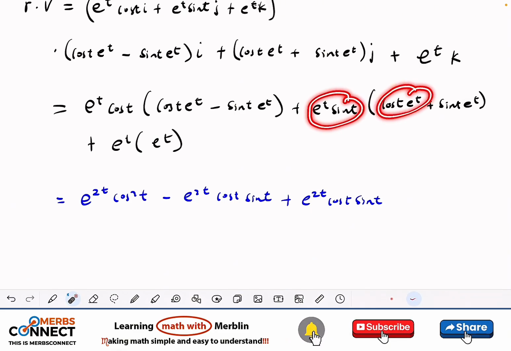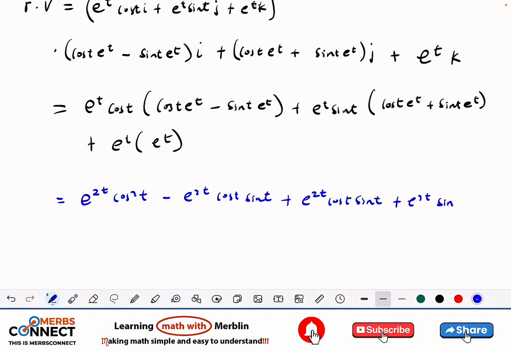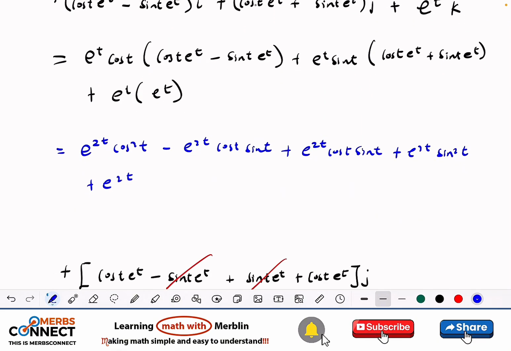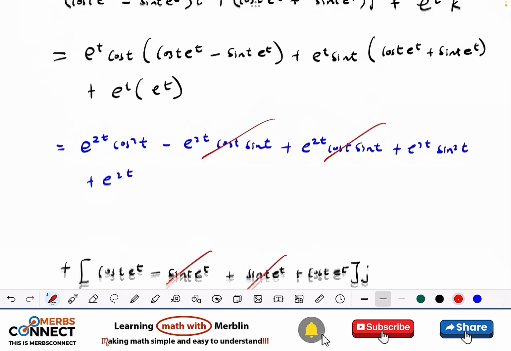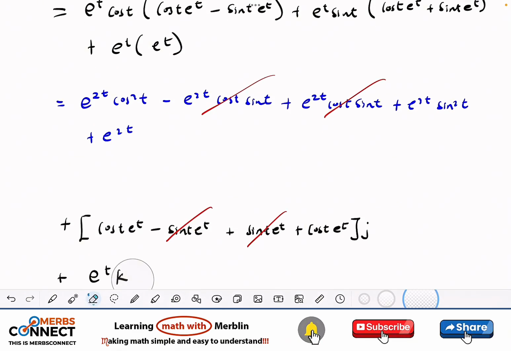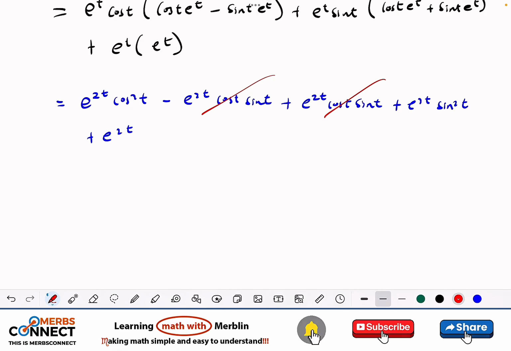So multiply this one by this, and we have this one here. And then plus e to the power 2t sin squared t. Then plus e to the power 2t. Interesting. Now we see that this guy will cancel this guy, right? Indeed, we see it from there. And then we can simplify some terms here. Now this will be left with e^2t cos squared t plus e^2t sin squared t plus e^2t. So this will be left.